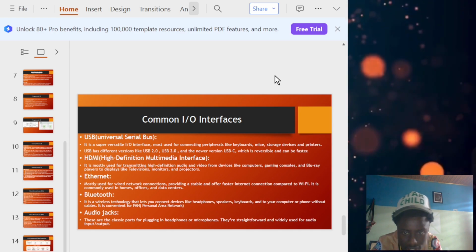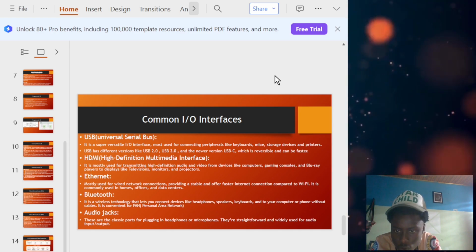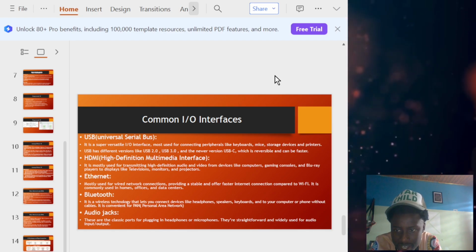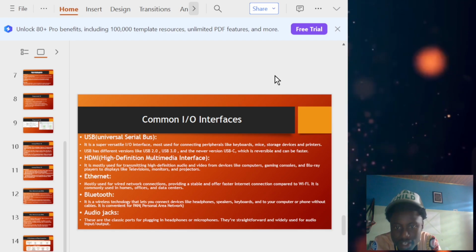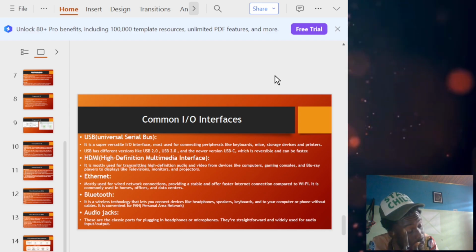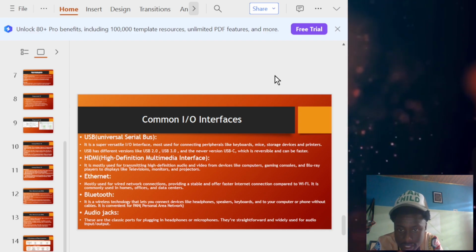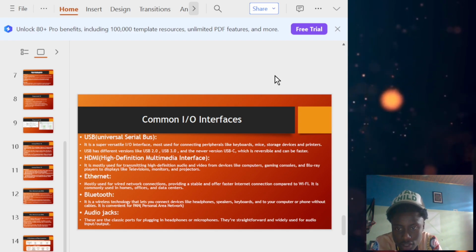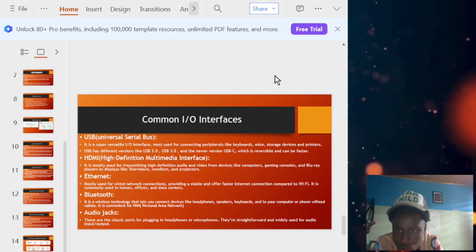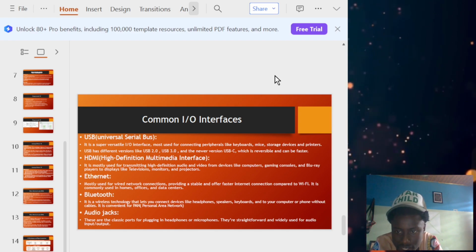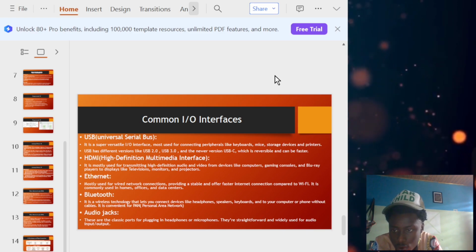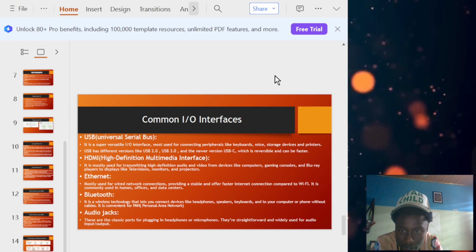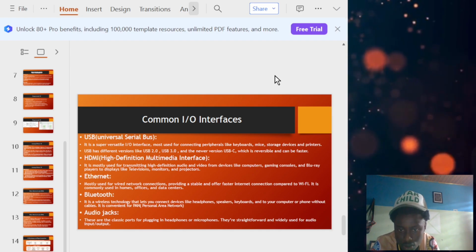And we have the Ethernet, which is mostly used for wired network connection, providing a stable and faster internet connection compared to Wi-Fi. It is commonly used in homes, offices, and data centers. And we have the Bluetooth, which is the wireless technology that allows us to connect devices like headphones, speakers, keyboard to our computer or phone without cables. It is convenient for the PAN, personal area network, as well.